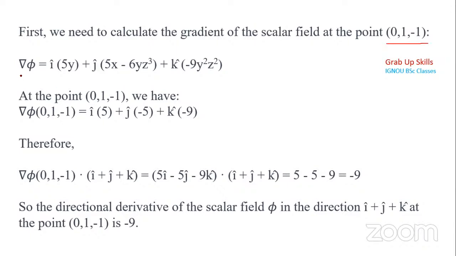So gradient phi is equal to, we will just substitute the values given in the question. At this point we will substitute the values of x, y and z. Therefore we will get minus 9. So the directional derivative of the scalar field at the given point, which is 0, 1 and minus 1, is equal to minus 9. So this would be the final answer.